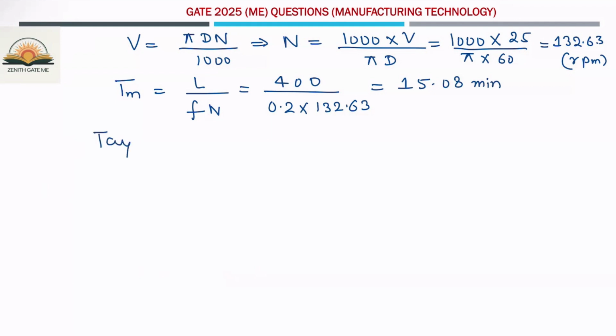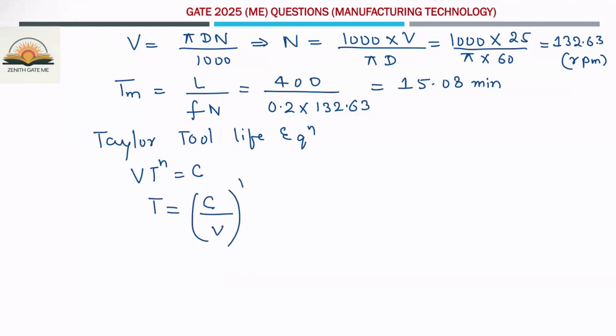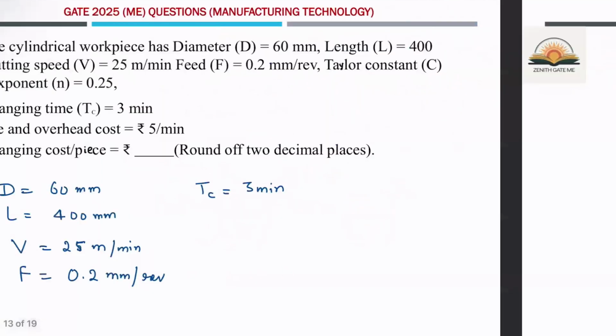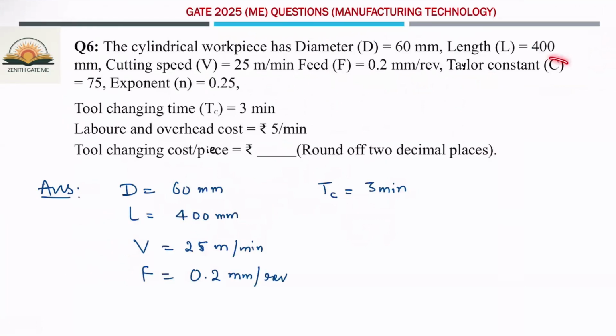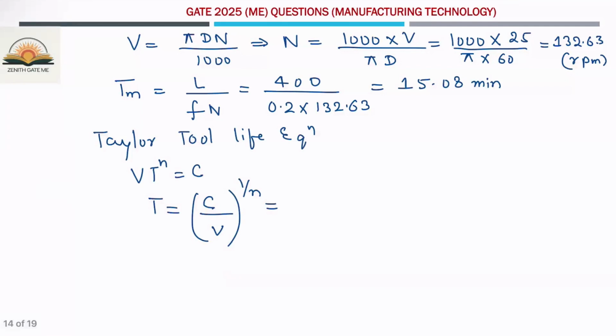Now from the Taylor tool life equation, which is nothing but V T to the power of n is equal to C. So from here you can easily calculate the T value. So C by V raised to the power of 1 by n, where the Taylor tool life constant is given as 75, and the exponent value is 0.25. So this is 75, velocity is 25, and this is 1 divided by 0.25. So you will get the tool life as 81 minutes. Okay, so the tool life is 81 minutes. So the machining time for one piece is this.